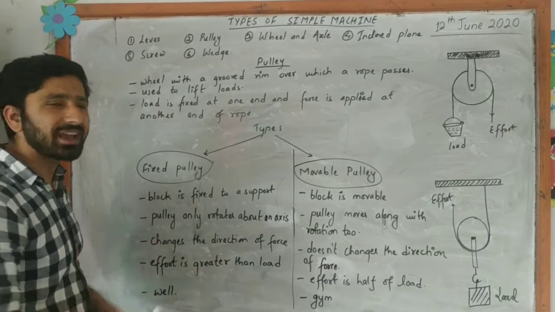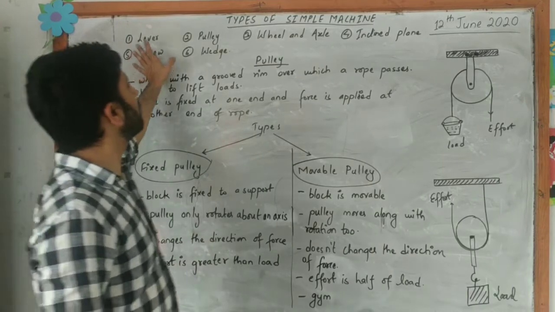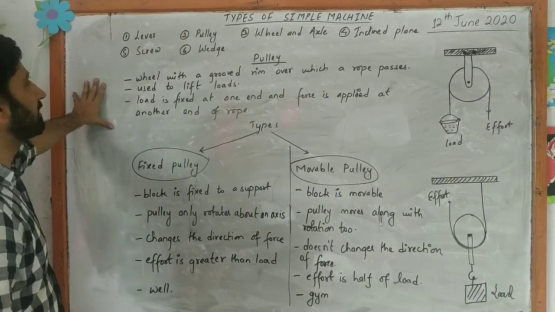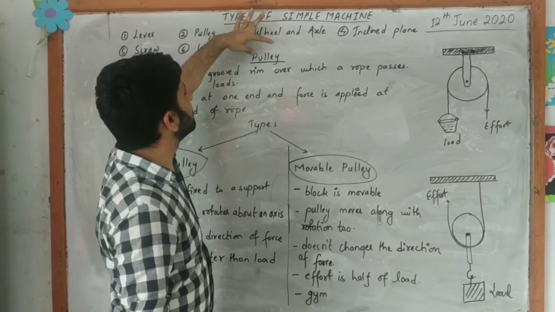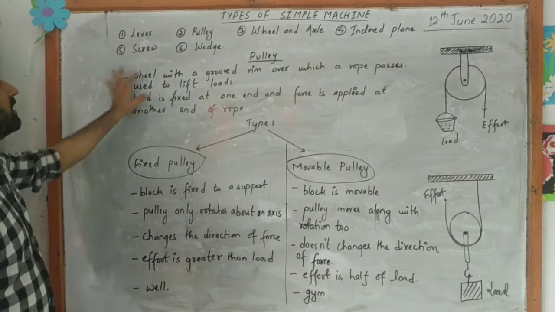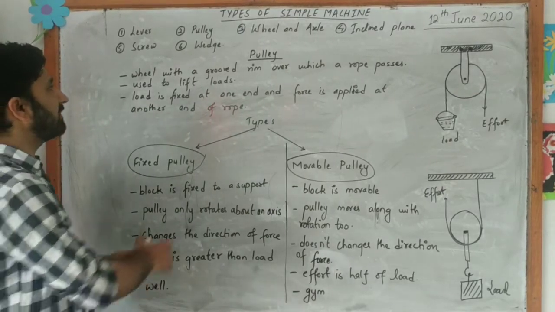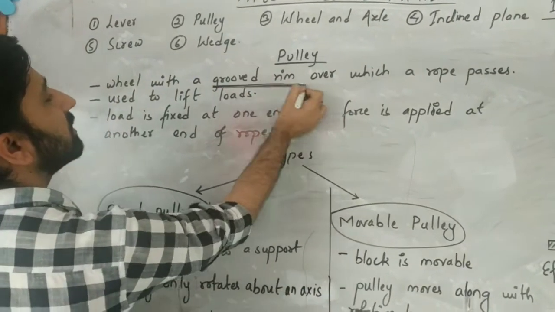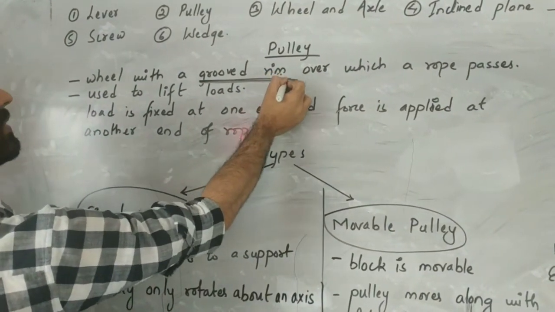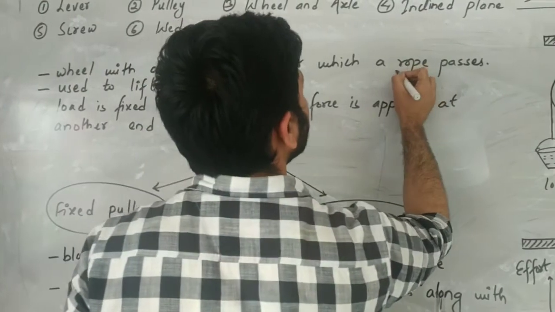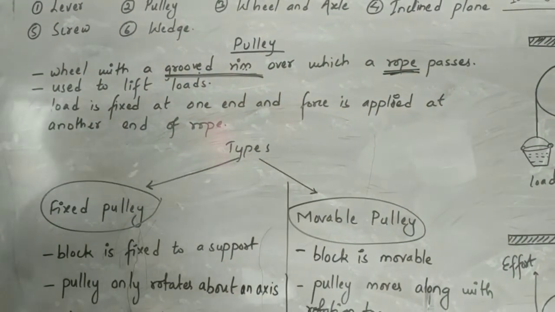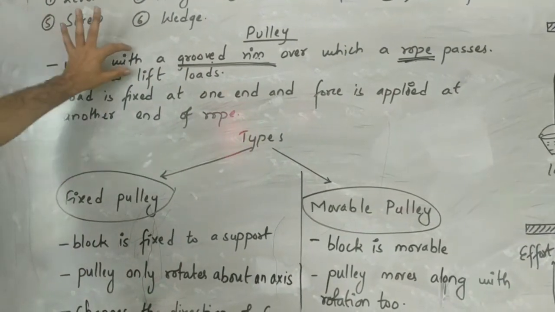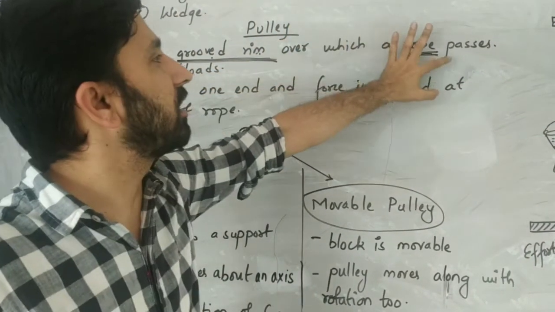Now, to continue the chapter, I am moving here with five other types of simple machines, and let me start with a type of simple machine, pulley. Now, what is a pulley? Pulley is actually a wheel, and it has a grooved rim. That means this grooved rim is a space. The rim is grooved. Why? Because it has to hold a rope, so that the rope is easily adjustable in that wheel with a grooved rim over which a rope passes.